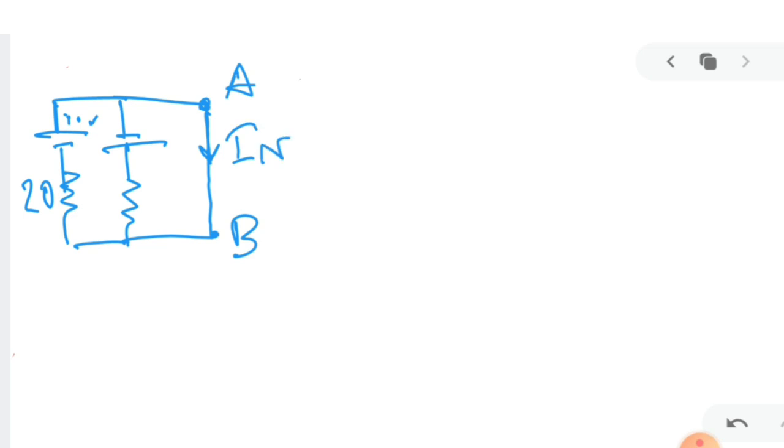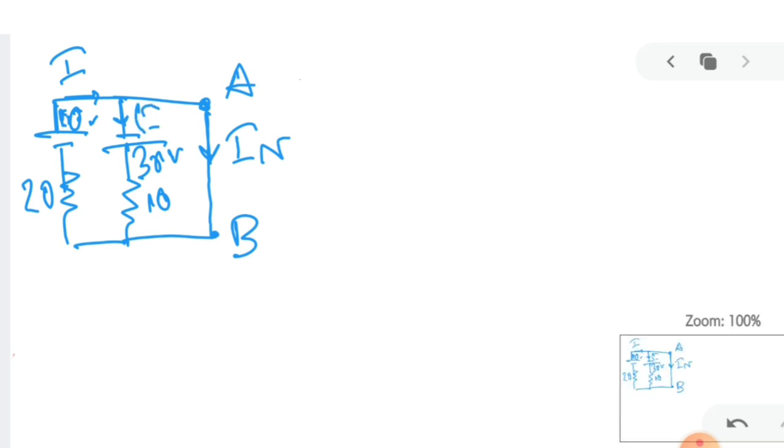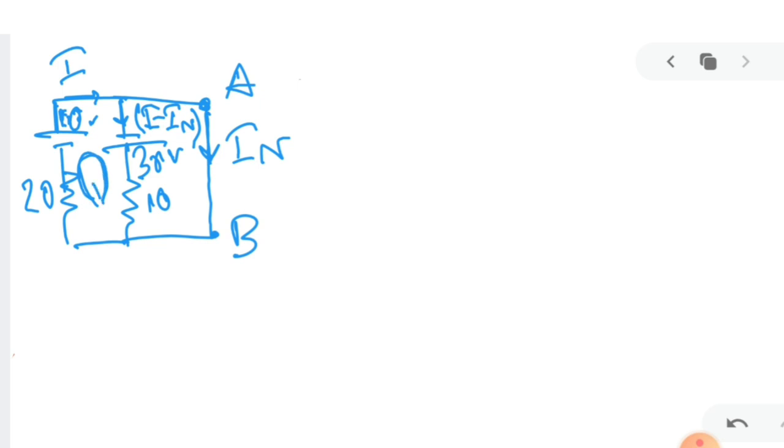Okay, it is 10 volt, and this is 10 ohm, and it is 30 volt. Assume that the total current is I, so this branch carries I minus IN. We need to find the IN. I usually apply KVL, which is easier for me, and in this circuit this is I also.